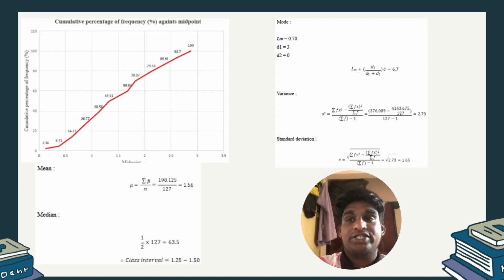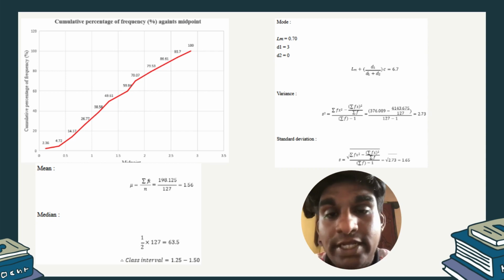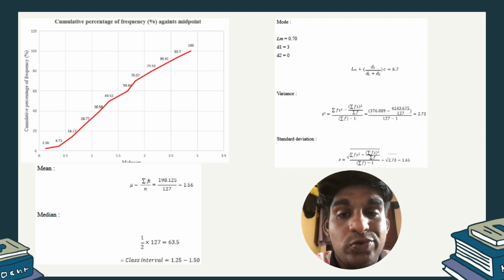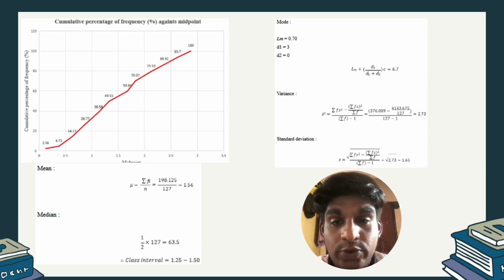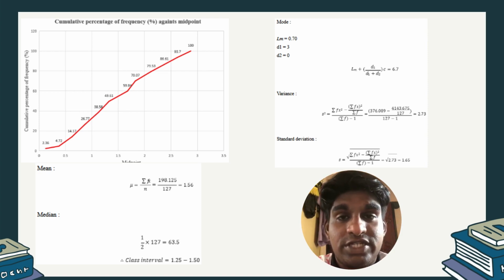So this is our calculation. First, mean equals sum of fx over n, equals 198.125 over 127, which is 1.56. Median is 1 over 2 times 127. The answer is 63.5. So the class interval is 1.25 minus 1.50.